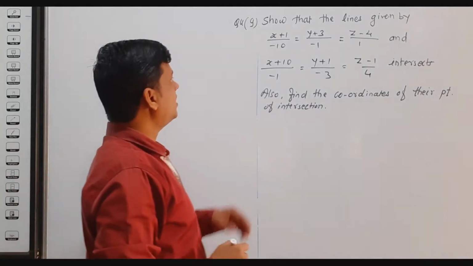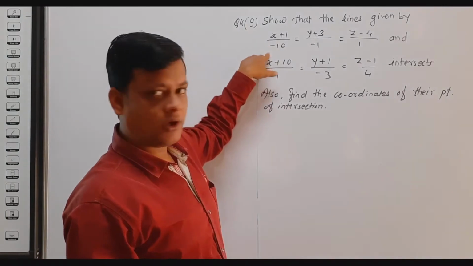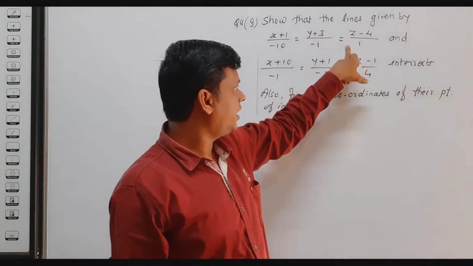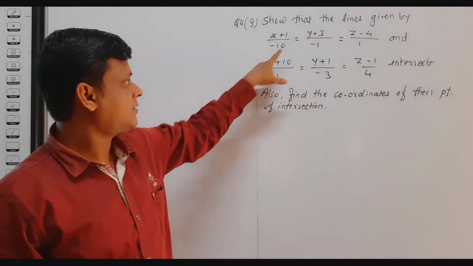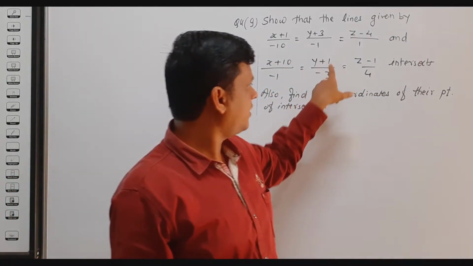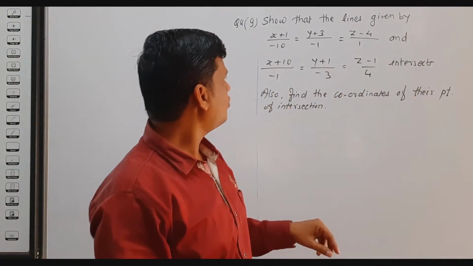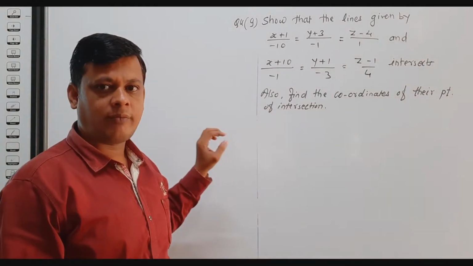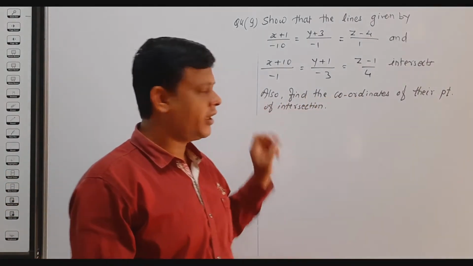Now see question number 9. Show that the lines given by (x plus 1) upon minus 10 equals (y plus 3) upon minus 1 equals (z minus 4) upon 1, and (x plus 10) upon minus 1 equals (y plus 1) upon minus 3 equals (z minus 1) upon 4 intersect. So we have to show that these two lines intersect each other, that means they have a common point. Also find the coordinates of their point of intersection.